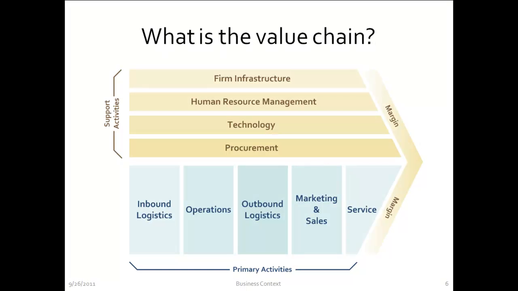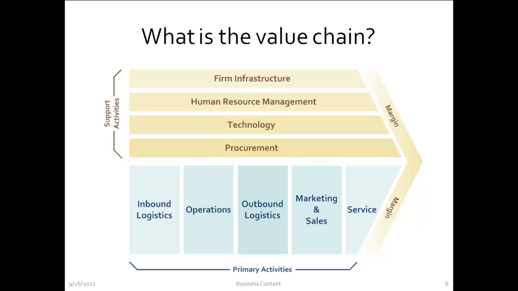So what is the value chain? The value chain is a representation or a framework that is really part of the same Porter's 5 forces model, of the internals of a particular company. The value chain is broken up into 2 sets of activities. One set is known as the primary activities, and the second set is known as the support activities.